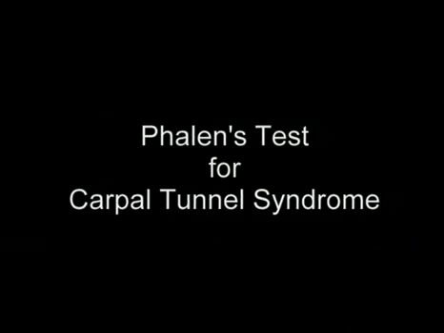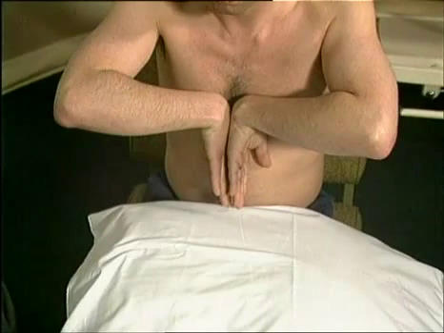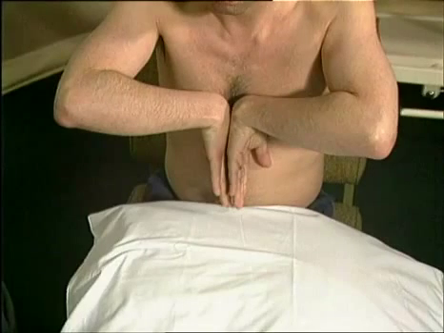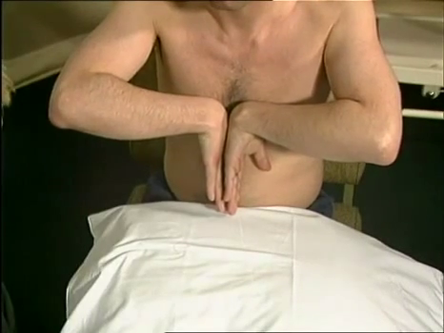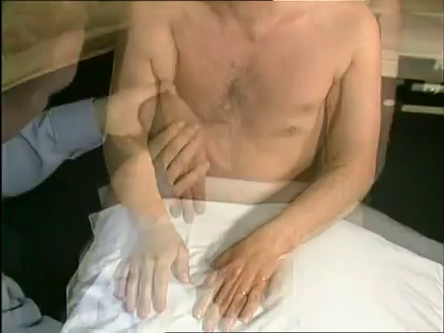In patients whose history suggests a carpal tunnel syndrome, Phalen's test can be performed. This includes forced flexion of the wrist for 60 seconds, reproducing the patient's symptoms. This may be done in one of two ways.